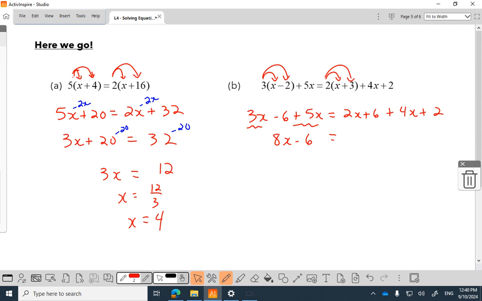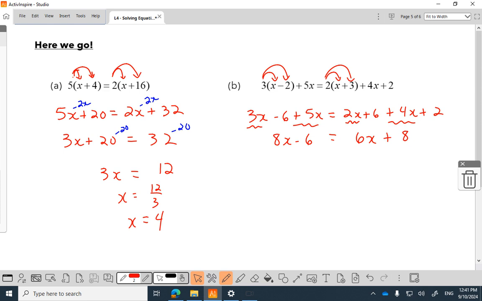Over here, I can do it twice. I can put this 2x with this 4x, and that's 6x. And I can put the 6 and the 2 and make 8. Does that ring a bell? Just tidying them up like that? So if you have multiple terms with x or multiple terms with numbers, you can just put them together.